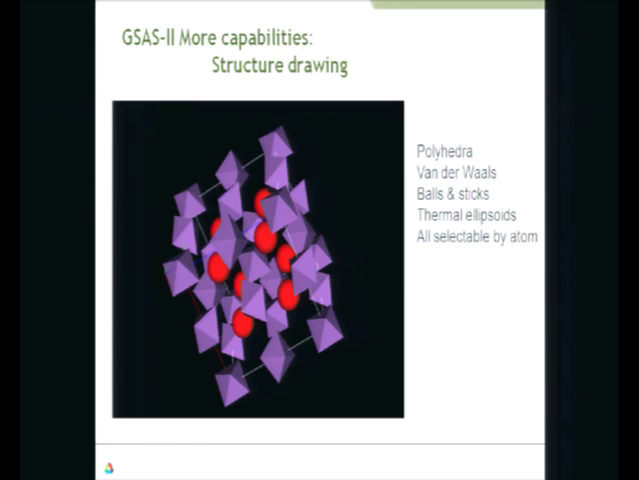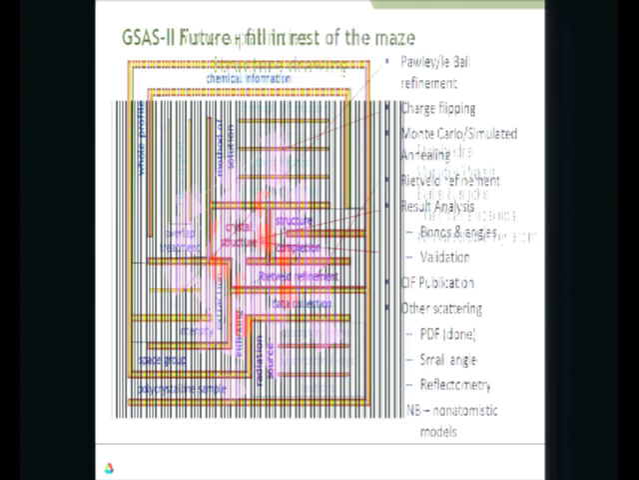The structure drawings include the ability to draw polyhedra, as well as manifold radii and all the usual sort of stuff. And you can select this by individual atoms or atom types, as we see here. Those are oxygens, these things are hexafluoride antimony anions, are cations.